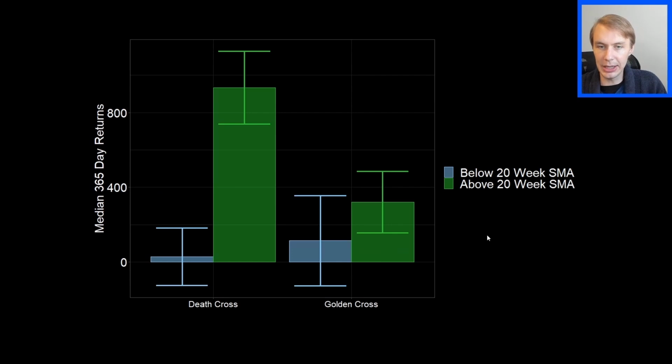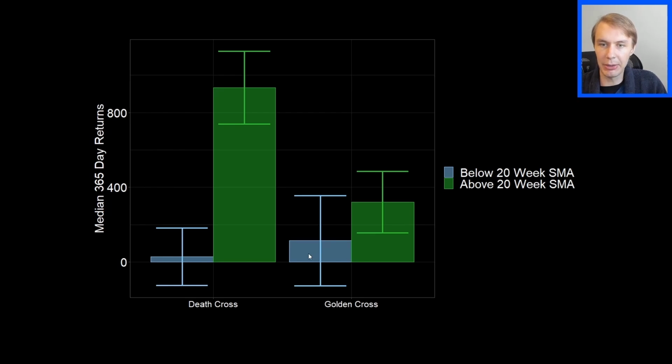And we see the exact same pattern, a very similar pattern, when we look at the 365-day returns following some kind of a cross. So again, if you're above the 20-week SMA and you get a death cross, that's when you're really expecting these positive returns, but golden crosses much less so. And then if you're below the 20-week SMA, it doesn't really matter. You're just not really doing anything at all.